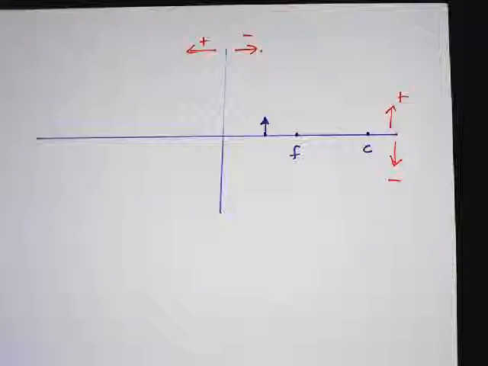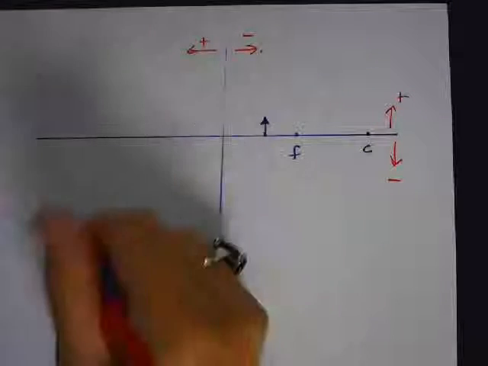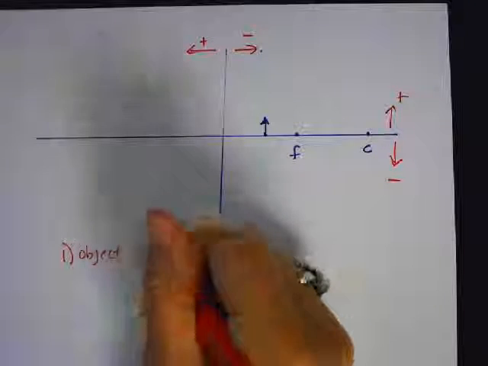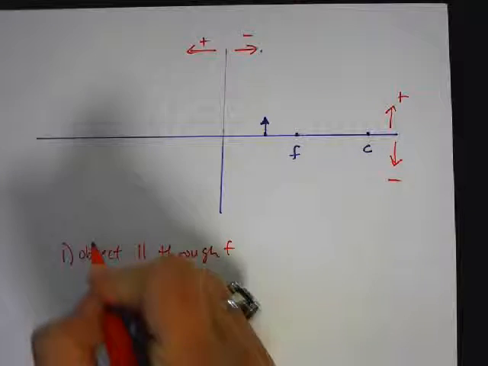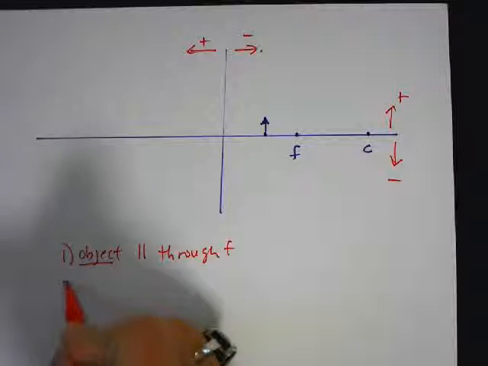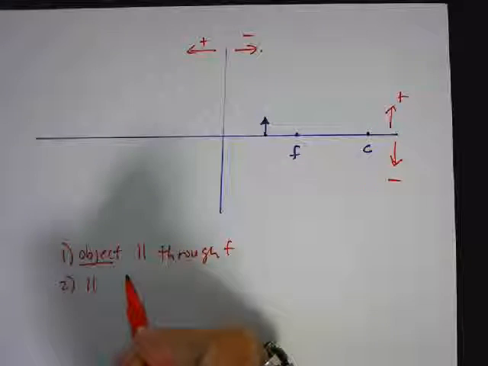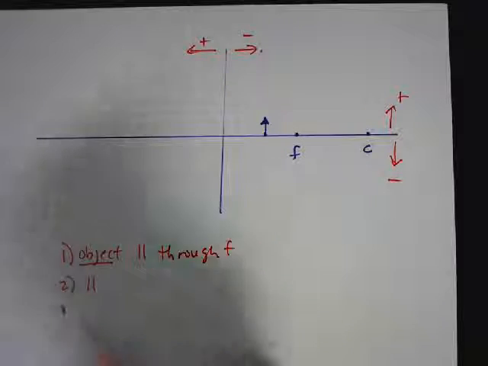Now, rule number 1 is that you go from the top of the object, you go parallel, and then you go through F. And this is from the top of the object. Then rule number 2 is you go parallel from the top of the object and then through F. And then the other one is back and forth through C.